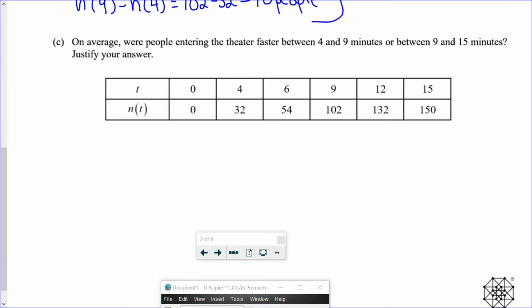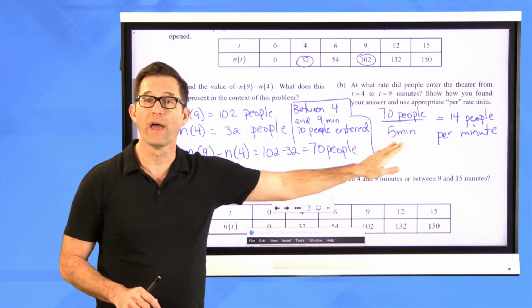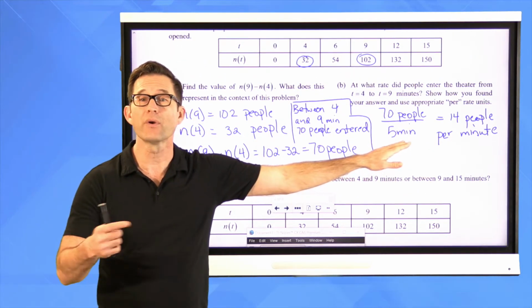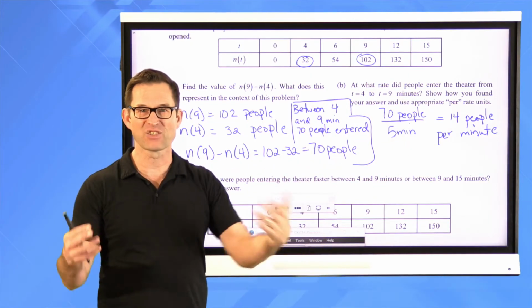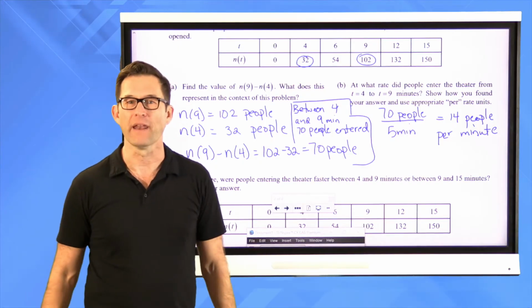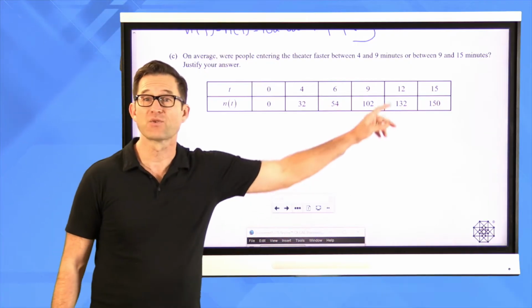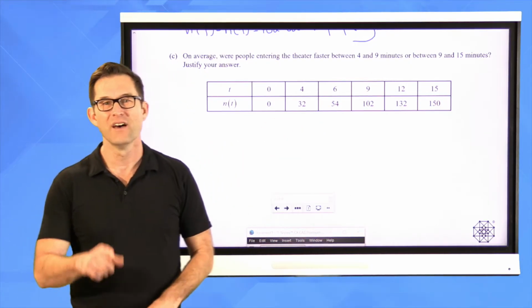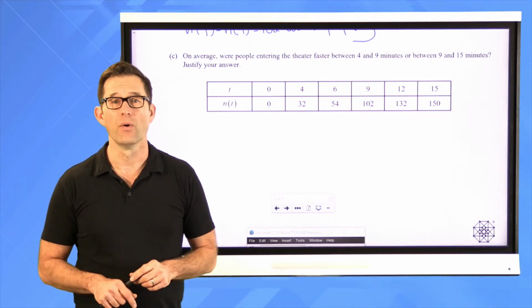On average, were people entering the theater faster between 4 and 9 minutes, or between 9 and 15 minutes? Justify your answer. All right, well, keep in mind, we know already how fast people were entering between 4 and 9 minutes. They were entering at a rate of 14 people per minute. You can kind of think about that as miles per hour. How fast were they coming in? 14 people per minute. Okay, so now the question is, for you, how fast were they coming in between 9 and 15 minutes? Pause the video, see if you can figure that out, and then tell me, over which time interval were they coming in faster?